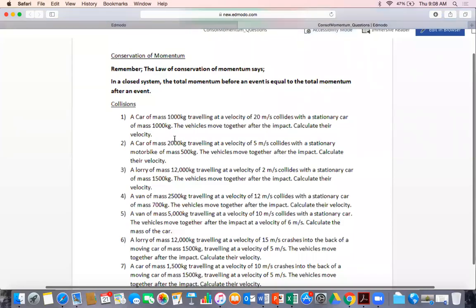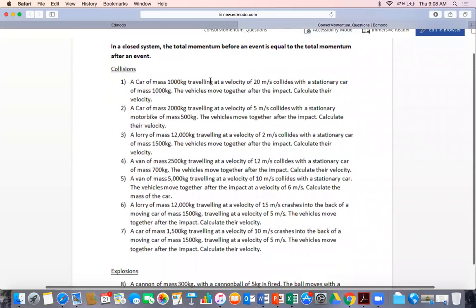So we're looking at the law of conservation of momentum, and as we spoke last week, in a closed system, the total momentum before an event is equal to the total momentum after. That's the principle of conservation of momentum. So let's look at the first one. Number one is 10 meter per second.